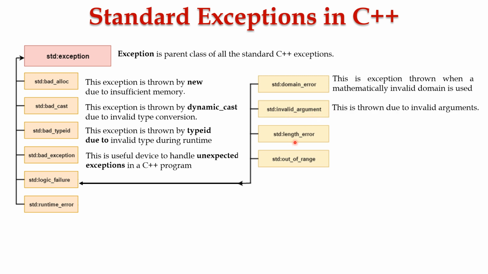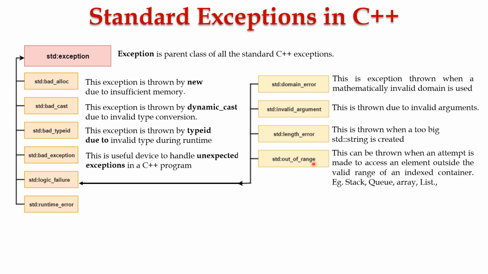Next comes the length_error subclass. This is thrown when a too big string is created. Finally, the out_of_range subclass. This can be thrown when an attempt is made to access an element outside the valid range of an indexed container. Container may be stack, queue, array, or a list.